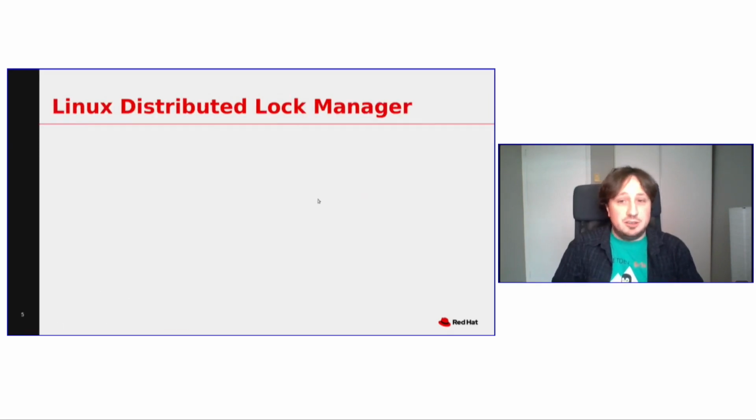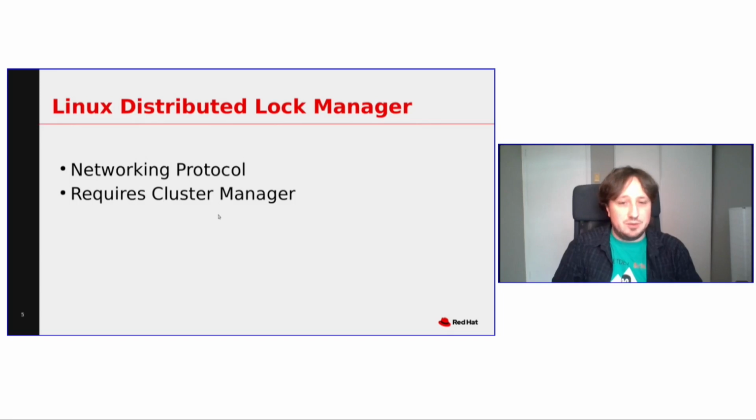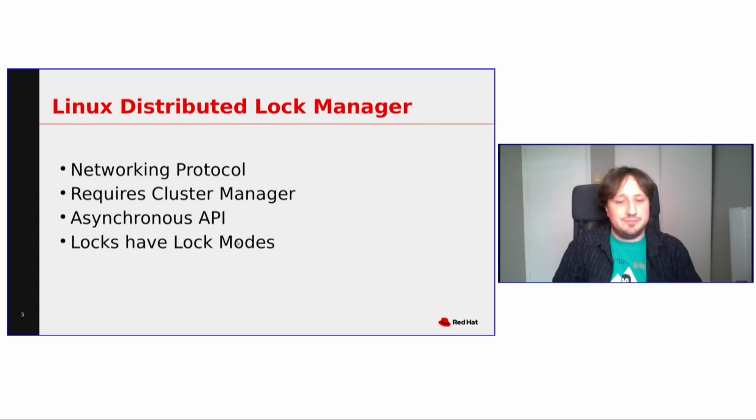The Linux distributed log manager, as I mentioned, is a networking protocol. It requires a cluster manager. It is used inside a cluster, which contains nodes, which are different machines inside the cluster, and they exchange messages. The distributed log manager also uses an asynchronous API, which I will show you later. There are different lock modes, but we will only look into the simple lock modes, which are the readers and writers lock modes, like you know from other readers-writers locks, which in DLM are the parallel read and the exclusive lock.